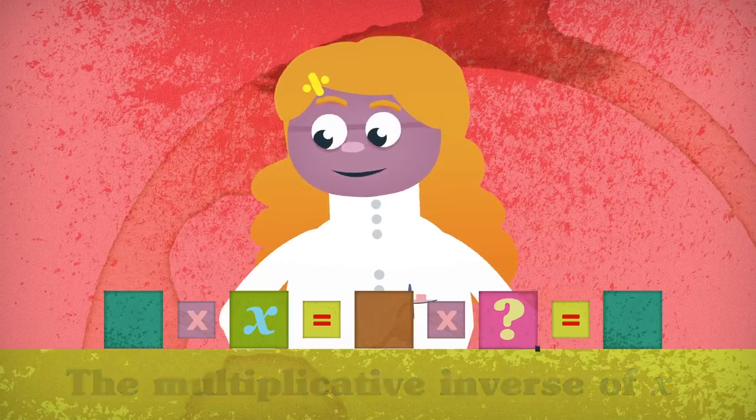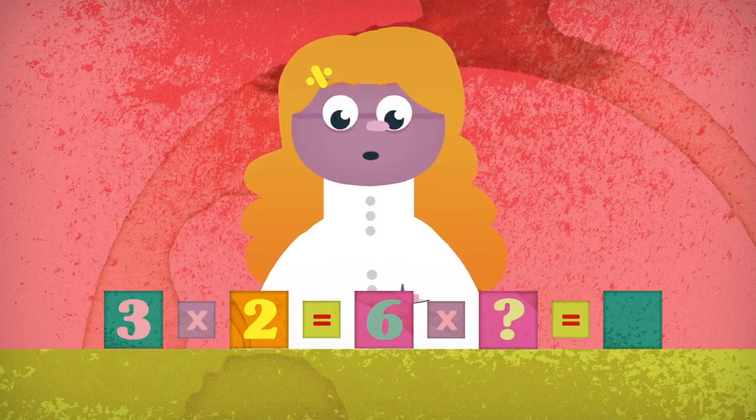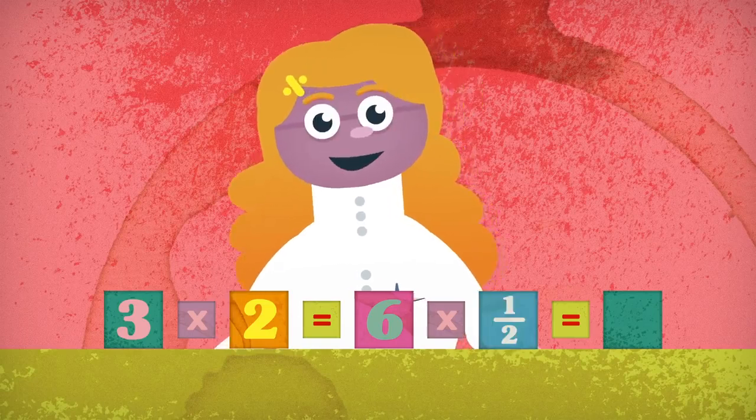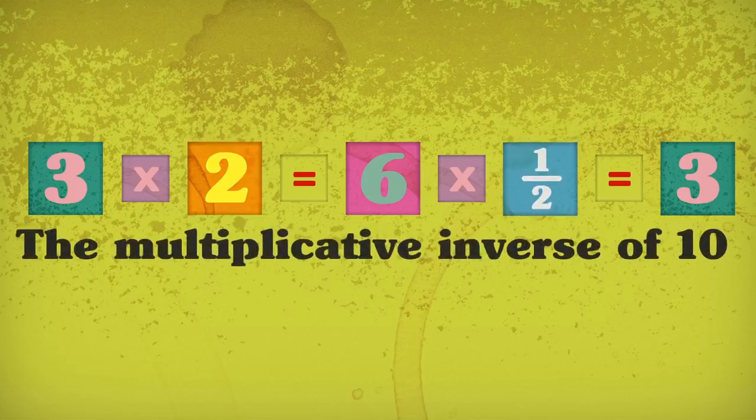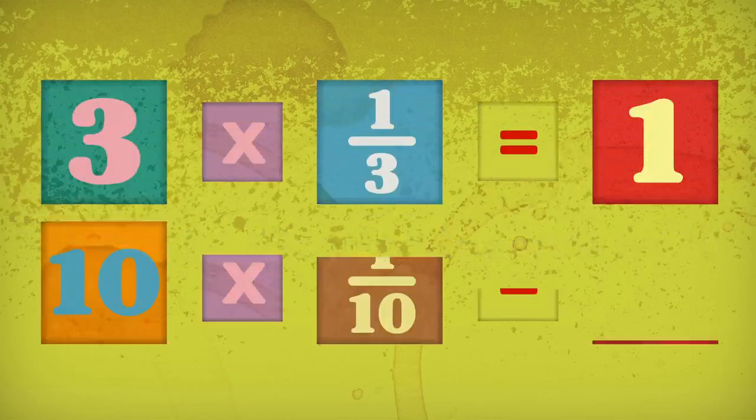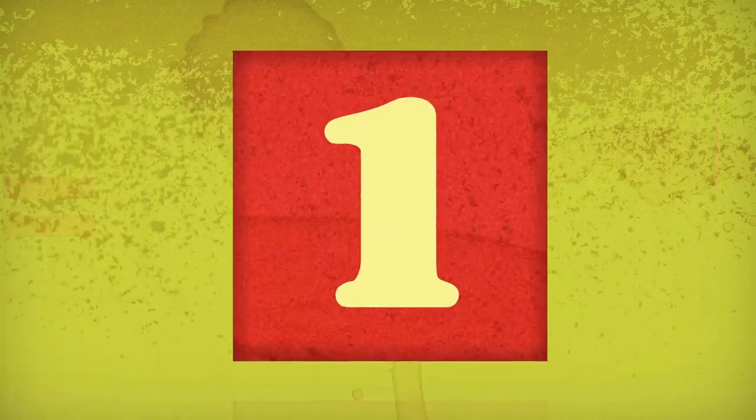For example, if you multiply 3 by 2 to get 6, you can then multiply by 1/2 to get back to 3. So the multiplicative inverse of 2 is 1/2, and the multiplicative inverse of 10 is 1/10. As you might notice, the product of any number and its multiplicative inverse is always 1.